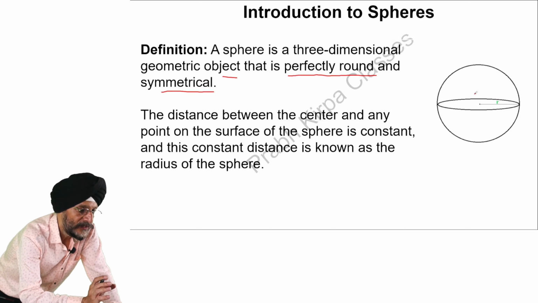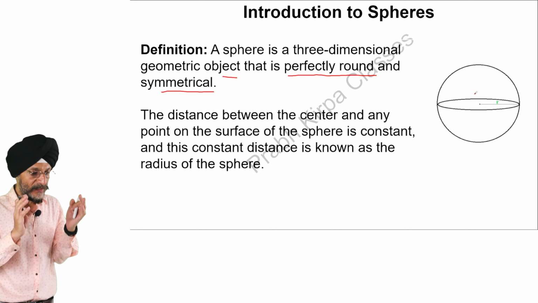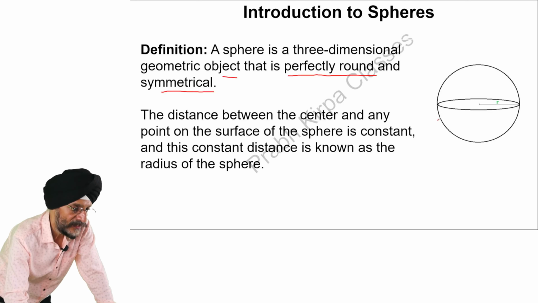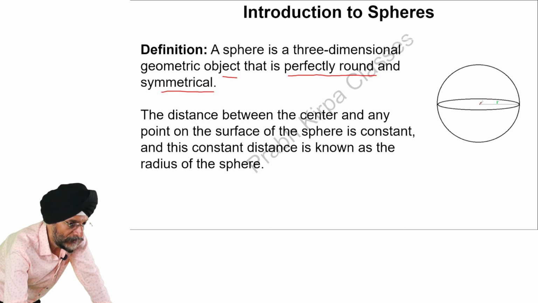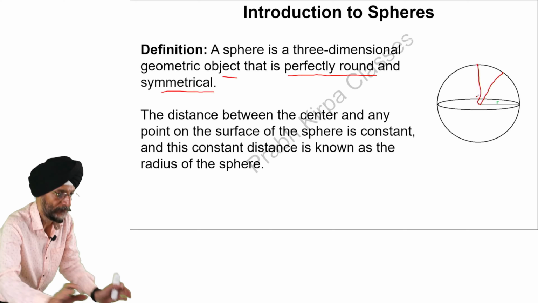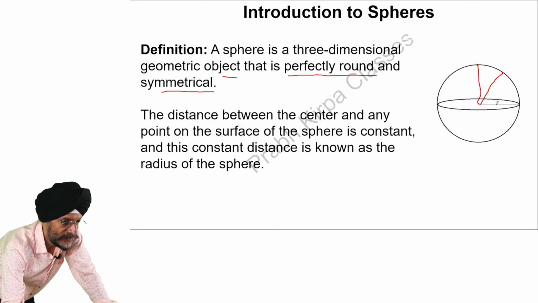The sphere does not have distinct three dimensions such as length, breadth and height. Still, it is regarded as a three-dimensional object. The distance between the center and any point on the surface of the sphere, let it be x, this point, or this point, is equal and remains constant. And this constant distance is known as radius and is represented by the letter r.